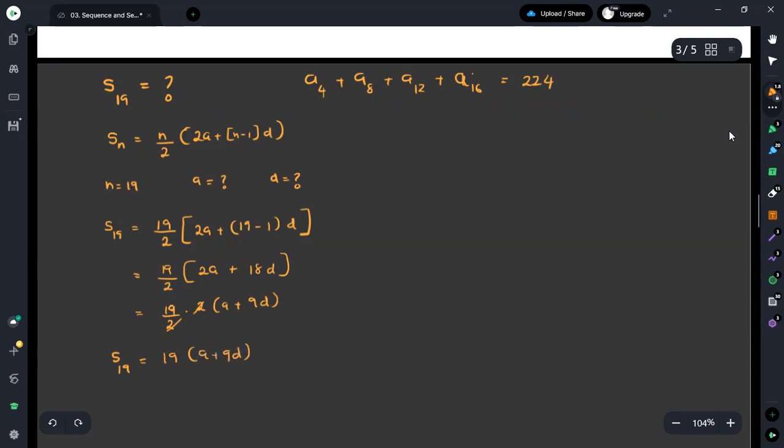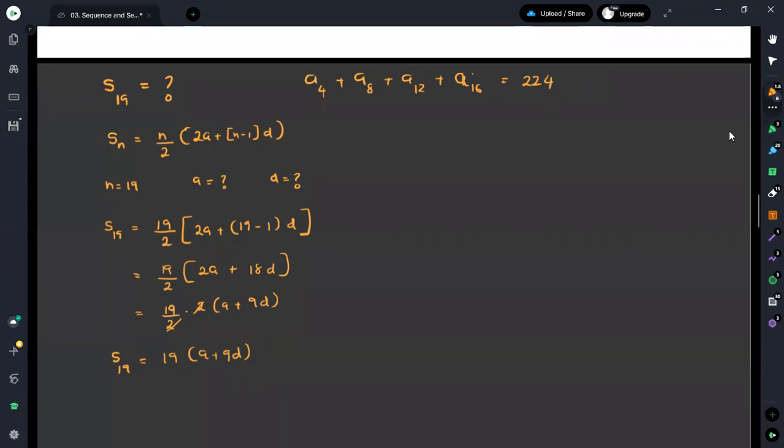Therefore, this is the answer we are getting, but still we do not know what is the value of A and what is the value of D. To find out the value of this term, if you know the value for the term A plus 9D, then we can substitute that value in the equation, or else we have to find out the value of A and D separately.